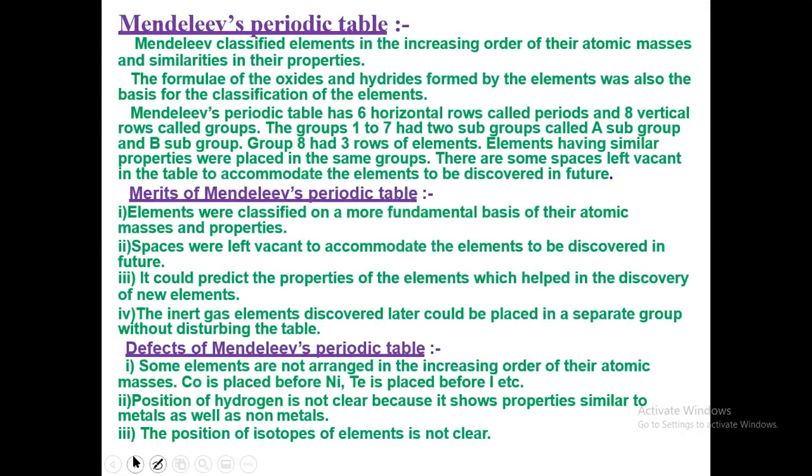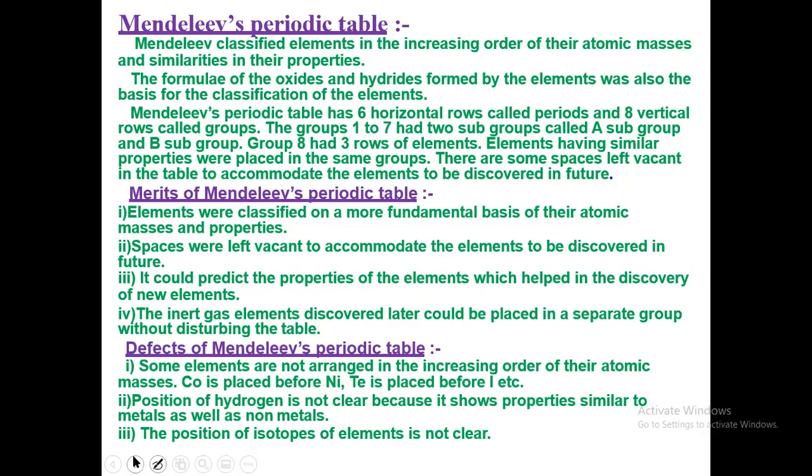Mendeleev's periodic table. He classified elements in the increasing order of their atomic masses and similarities in their properties. Whatever we are discussing this time is the old periodic table. In the modern periodic table, the basis is only atomic numbers. So this one is the old periodic table. The formula of oxides and hydrides formed by the elements was also a basis for the classification of elements.